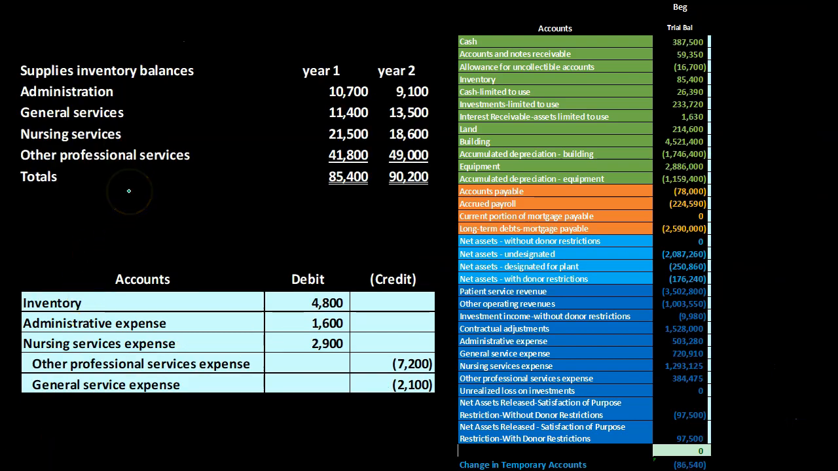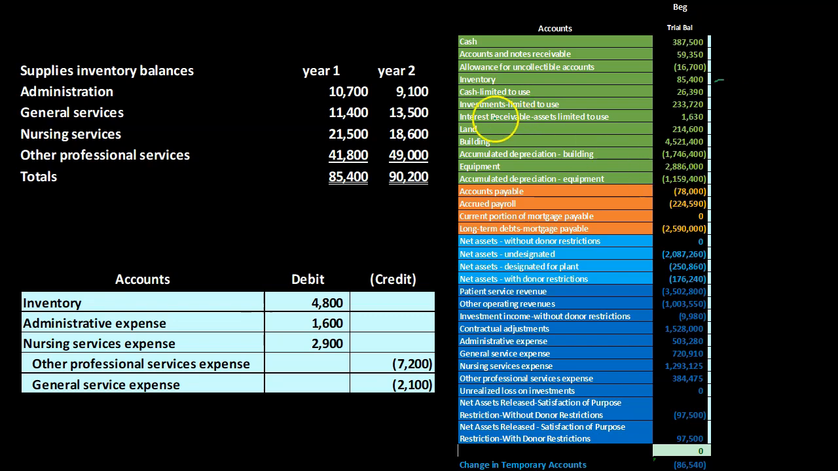Next, we're going to take a look at the entry related to the inventory. When we are talking inventory here, we're talking about the medical supplies inventory. So that's going to be up top. It's currently at 85,400. Now, typically when we think of inventory accounts, we can think of the item where we count the inventory at the end in a periodic system, and then we have to adjust the inventory to what we counted it to be.